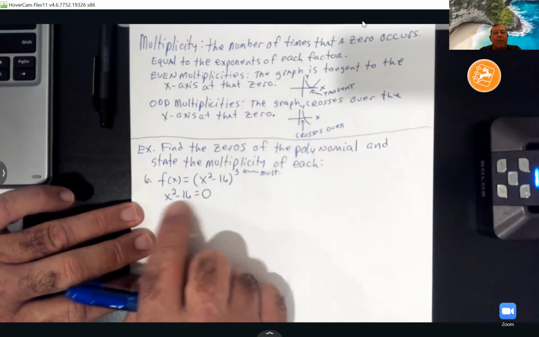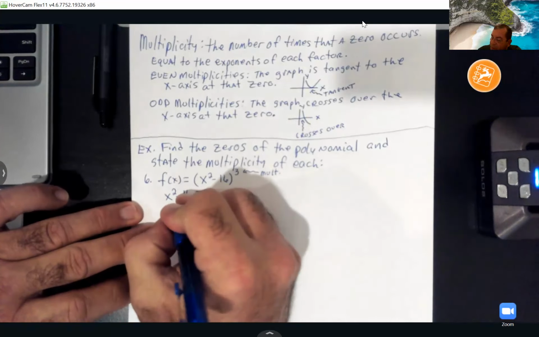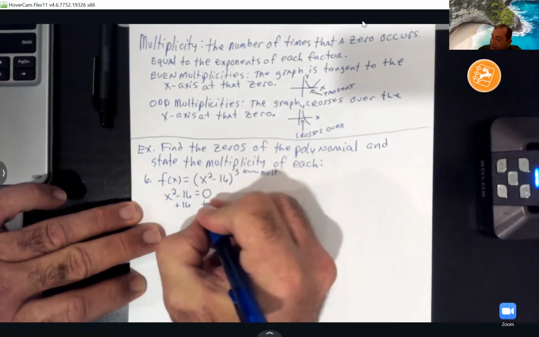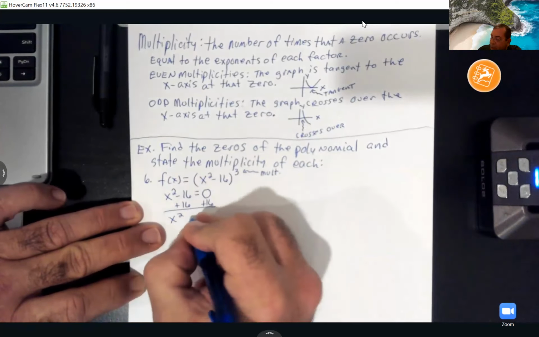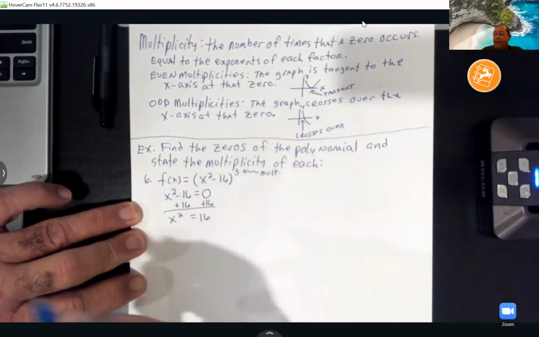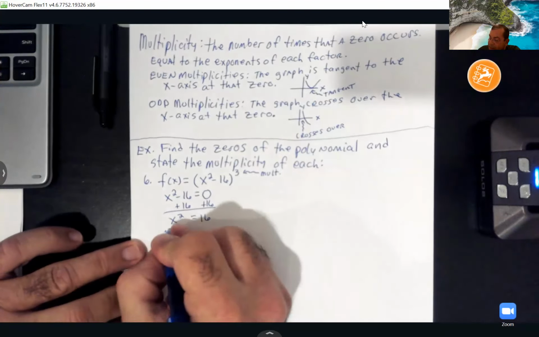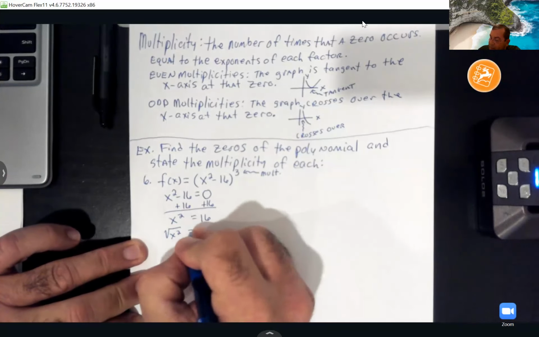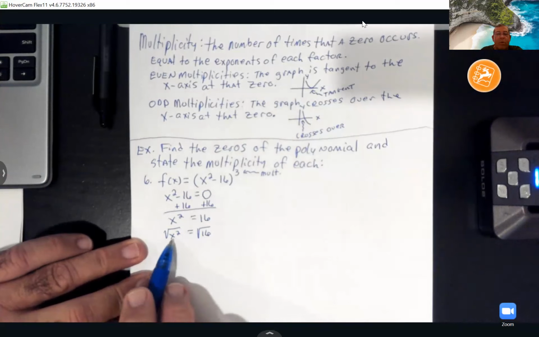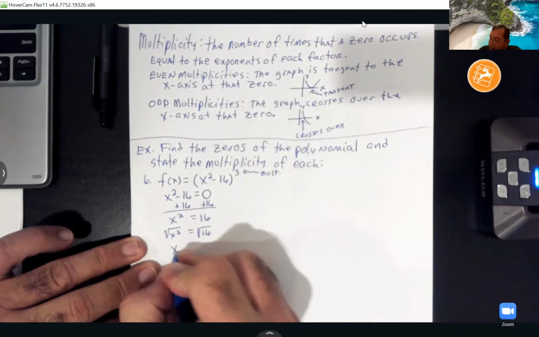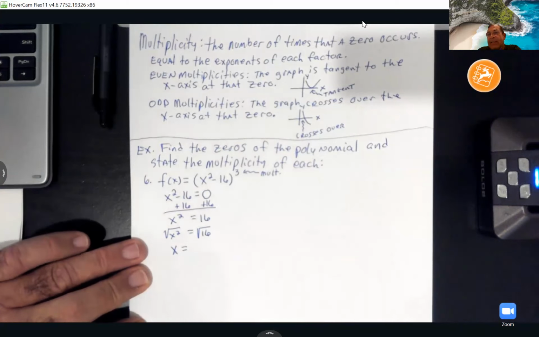So y'all, to solve this, the quickest way would be to add 16 and do square roots. So I'm going to come in here, add 16 to both sides. I get x squared equals 16. Then we want to do a square root to each side. So y'all, let's see what we get. Square root of x squared is x. So y'all, I need the square root of 16.